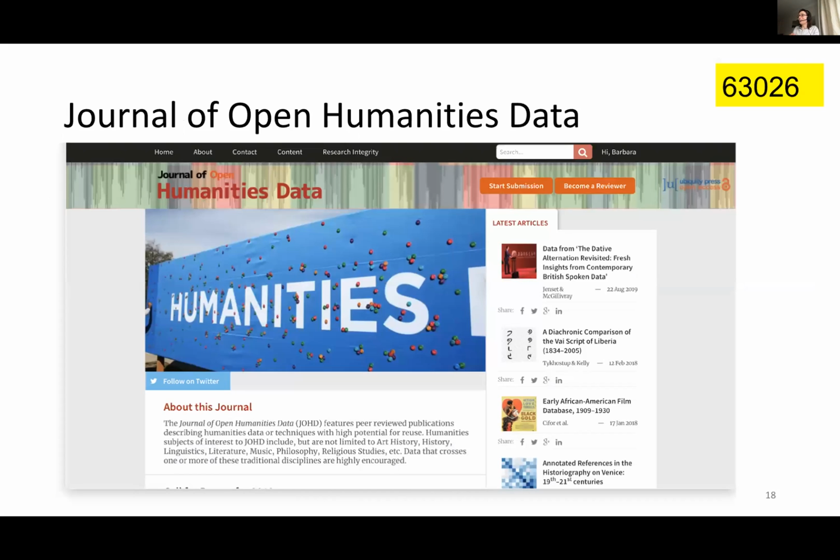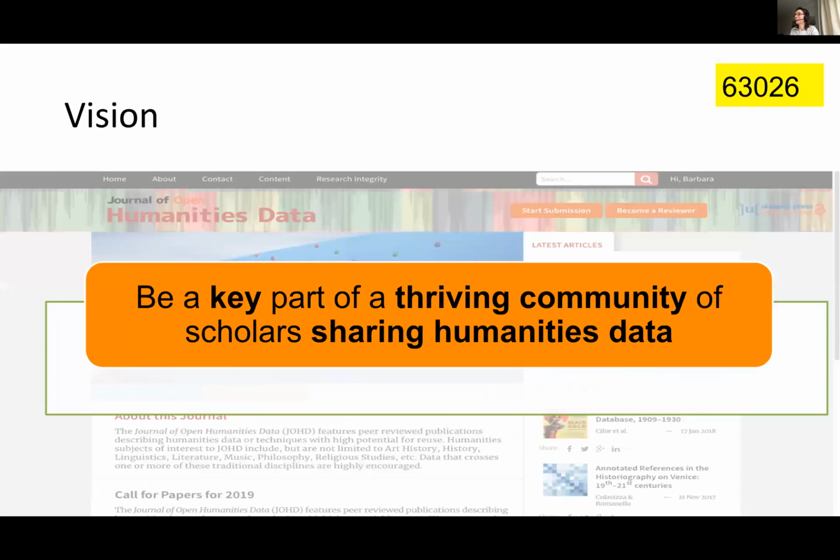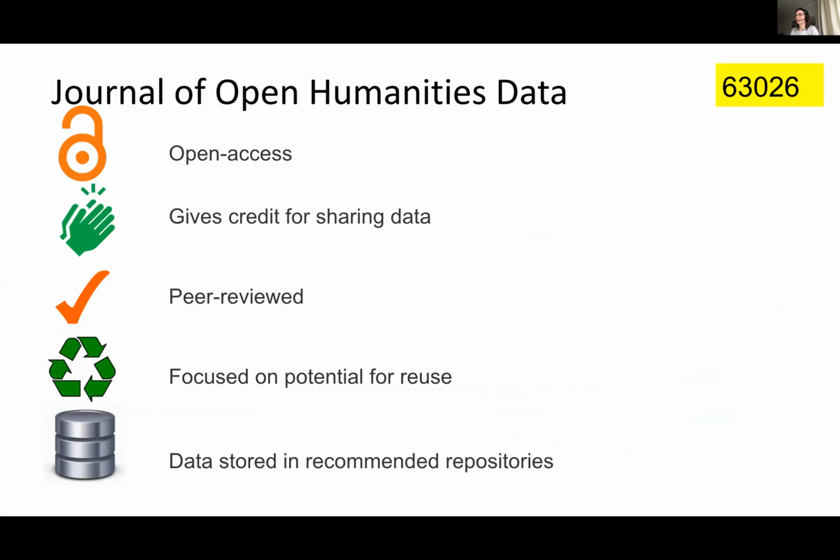So the Journal of Open Humanities Data is the journal that I'm leading, and it aims at being a key part of a thriving community of scholars sharing humanities data. So this event is part of this effort towards building this community. And it's open access, as you would expect. The whole point is it gives credit for sharing data. It's peer reviewed, so it gives that stamp of quality approval. It focuses on the potential of the data sets for reuse.